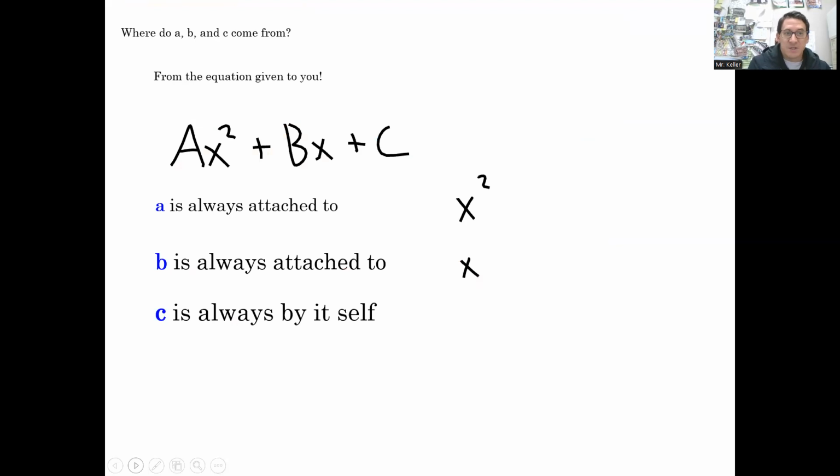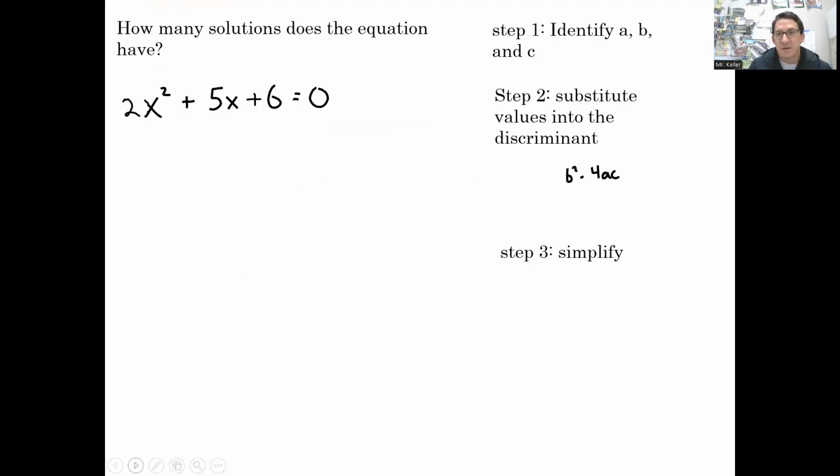So just a quick reminder of where the a, b, and c come from. a is attached to x squared, b is always attached to x, and c is always by itself. So let's get to this here. How many solutions does this have? First thing I'm going to do is identify the a. So a is 2, b is 5, and nope, c is 6. Almost did b twice. I'm going to use the discriminant. Again, the discriminant is b squared minus 4ac.